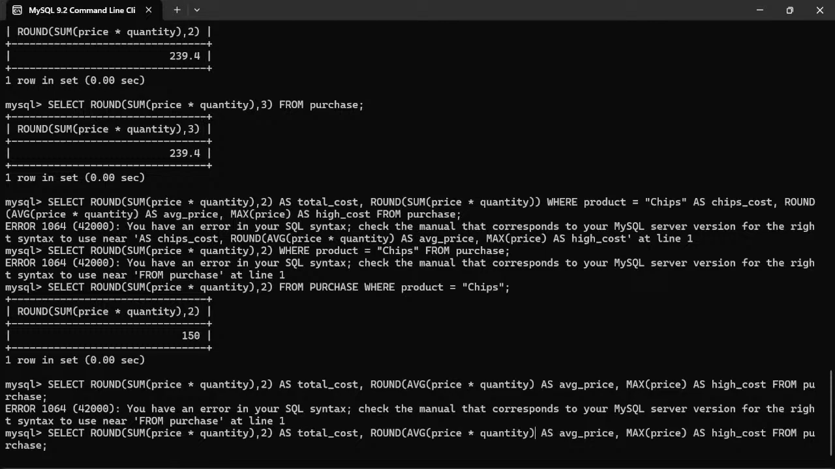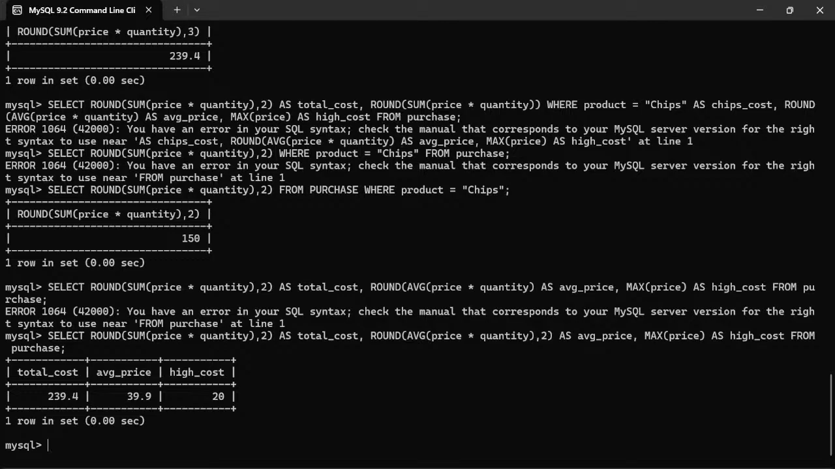This is the average now, and if I find the average, I have to round it. Okay, first of all, I have to round it now. That's the thing. Max price. Yeah, it works. Okay, so I was wrong exactly. Total cost, average price, and high cost. It is possible. Okay.